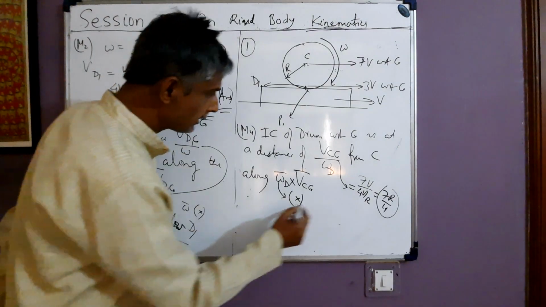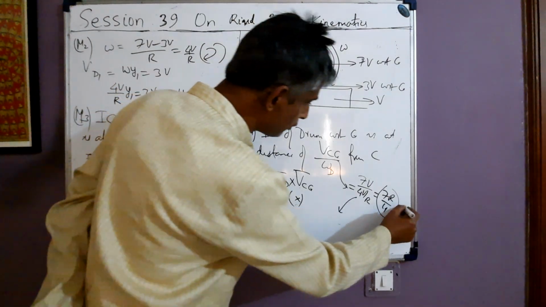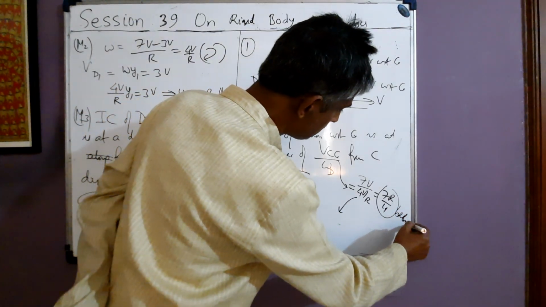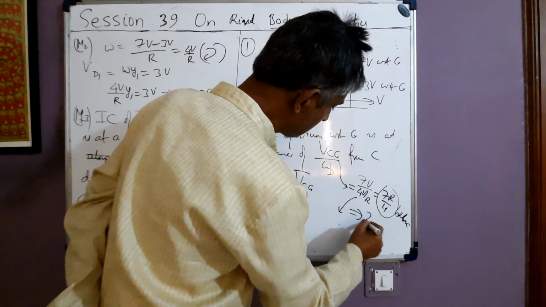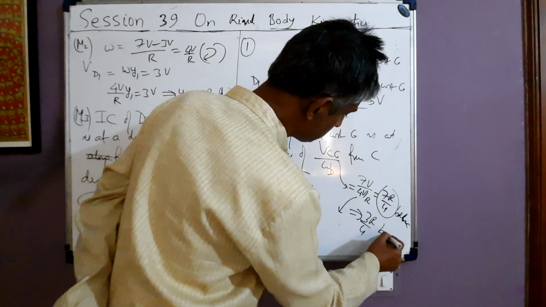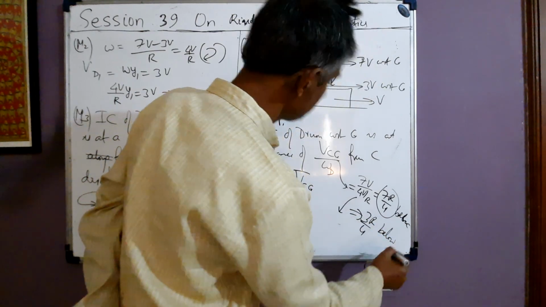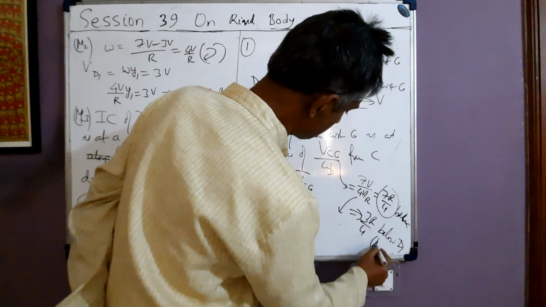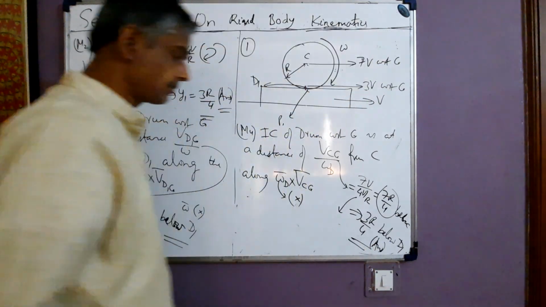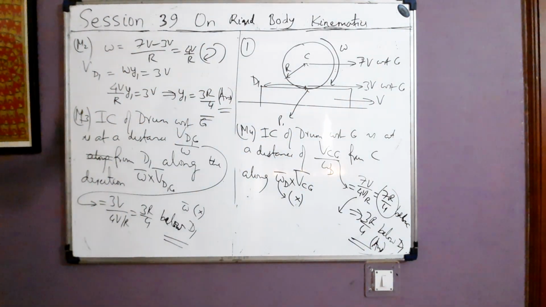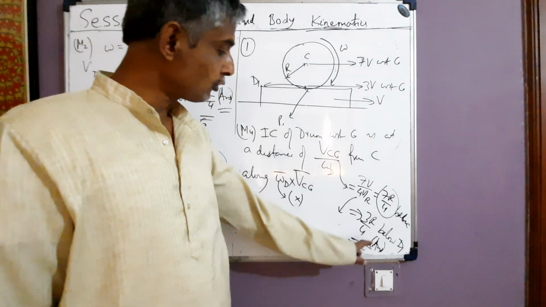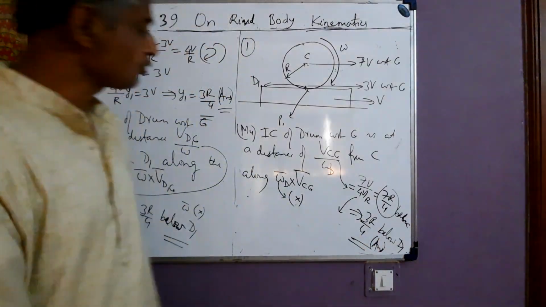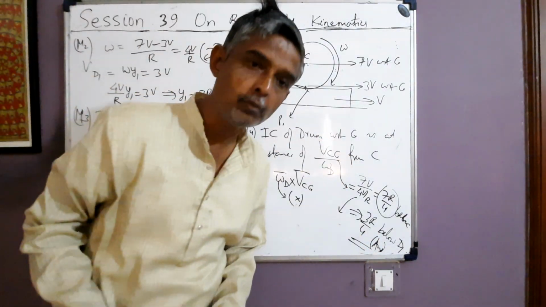So it is at a distance of 7r by 4 below C, that is at a distance of 3r by 4 below D1. This is therefore the required answer. The IC of the drum with respect to ground is at a distance of 3r by 4 below D1, the same answer which you obtained by the remaining methods also.